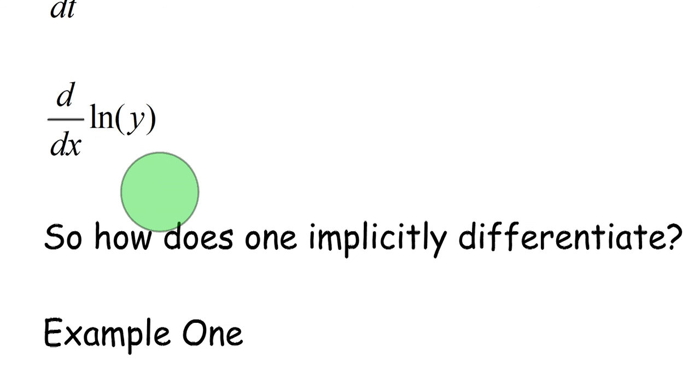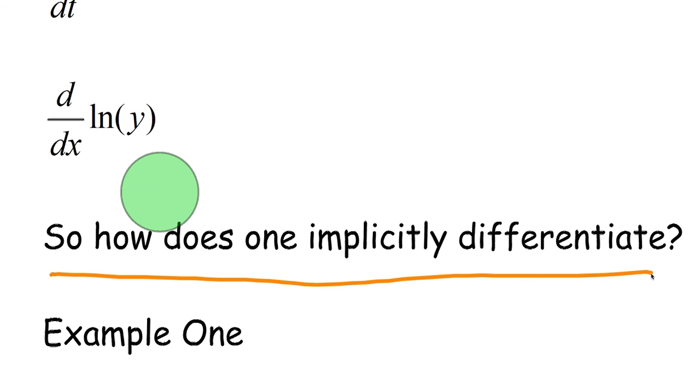So how does one implicitly differentiate? That's what we're going to address in example 1. So that's it for this intro to implicit differentiation. Next, we'll talk about how to actually do it.